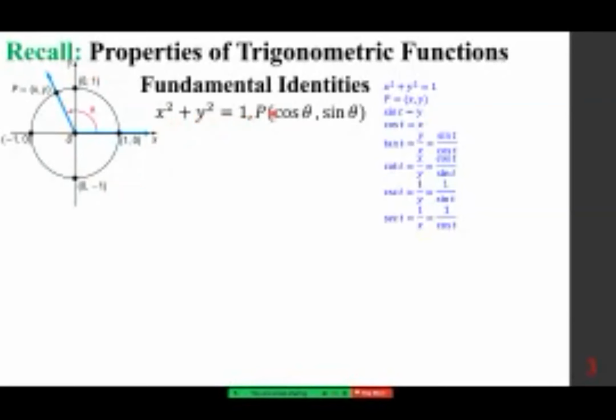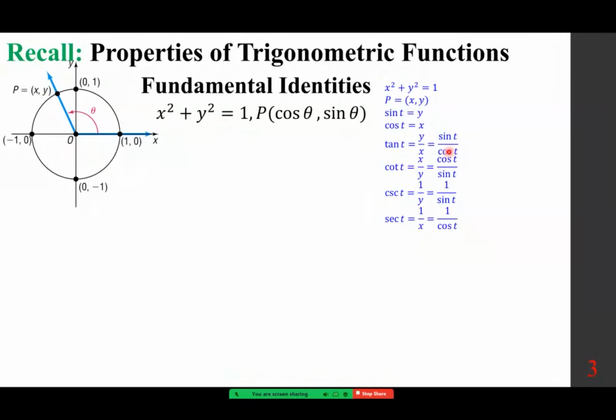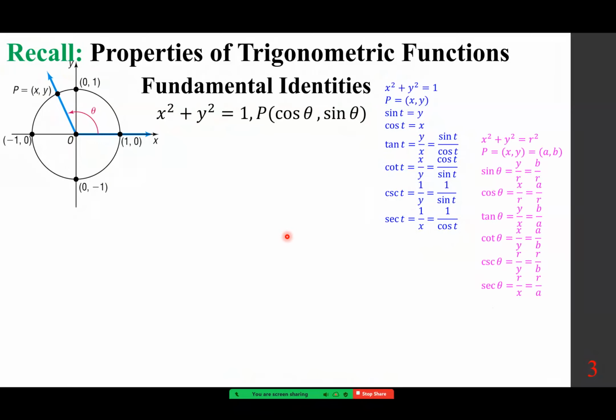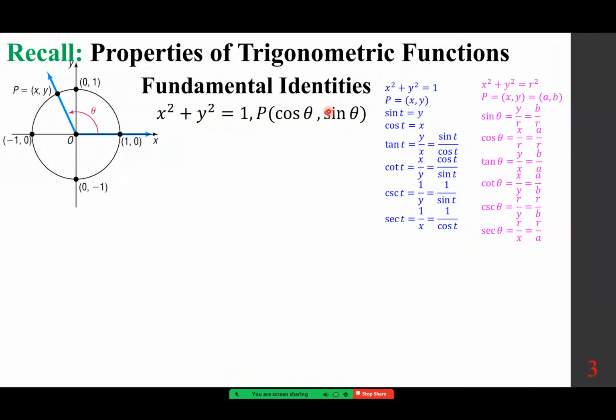Having x squared plus y squared equals 1 continues here. Sine is defined as y, cosine is defined as x. Tangent is the ratio of sine to cosine, so y to x. Cotangent is the reciprocal of tangent, cosecant the reciprocal of sine, and secant the reciprocal of cosine. And it makes life easy when we have those. And if we go with a circle of radius r, then sine that was y becomes sine equals y over r, and the rest of it.